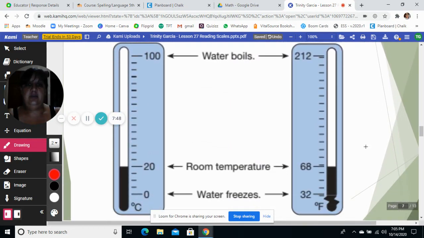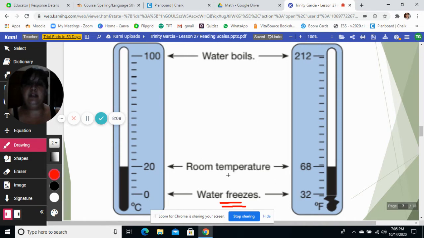Here we have two thermometers. All right, you do not need to write this down, but you do need to watch and pay attention. We have where water freezes, and remember we said that that would make them equal. Okay, 0 degrees Celsius is equal to 32 degrees Fahrenheit.